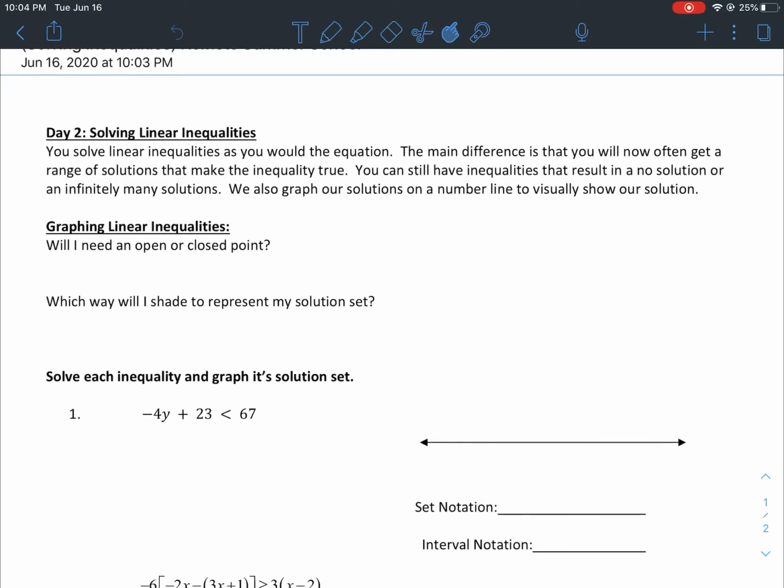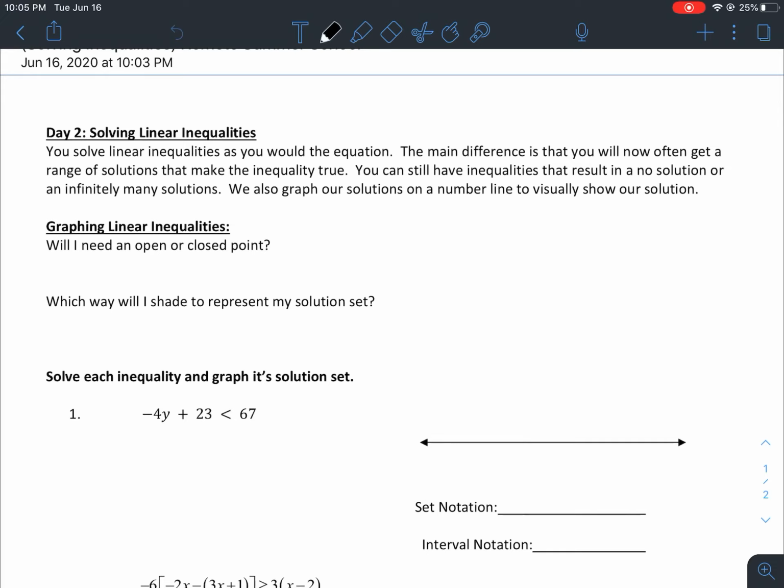Okay, welcome back everyone. Today we are going to focus on solving linear inequalities. So solving inequalities is basically just like solving equations. The main difference is now you're going to get a range of solutions that make the inequality true instead of just getting like one answer. But you'll also still get no solution or infinitely many, which we said was all real numbers, sometimes.